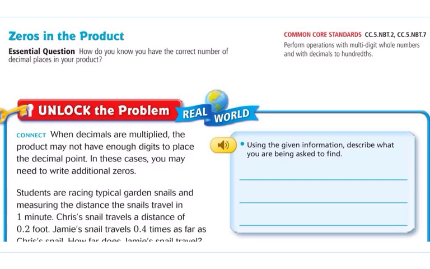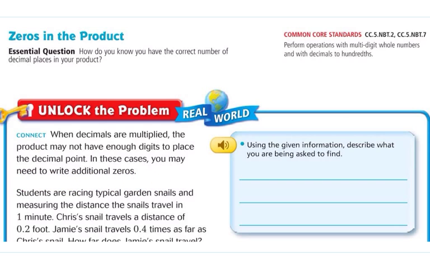In lesson 4.8, we are going to work on placing zeros in the product. Our essential question is, how do you know that you have the correct number of decimal places in your product? So we're going to start with the real world, unlock the problem. It says connect. When decimals are multiplied, the product may not have enough digits to place the decimal point. In these cases, you may need to write additional zeros.